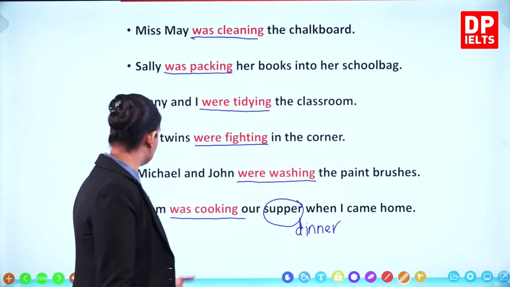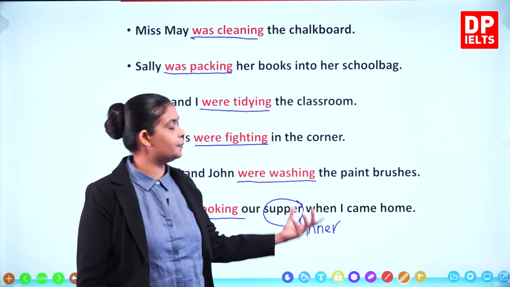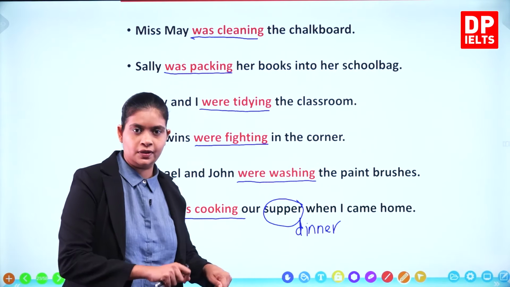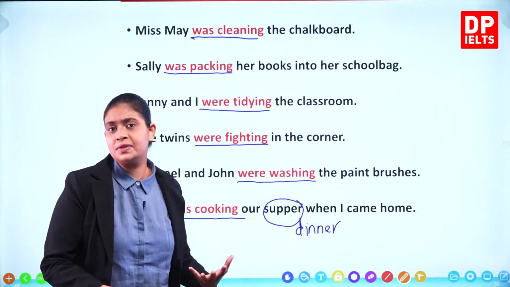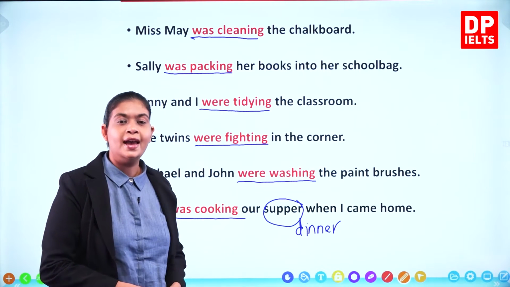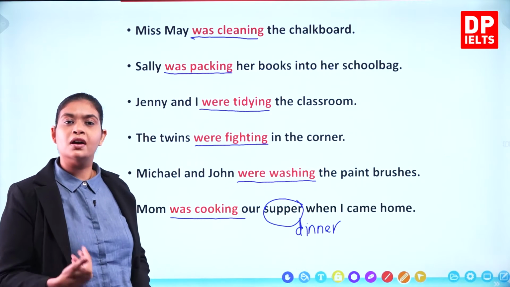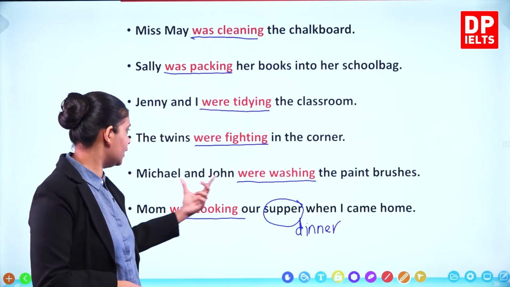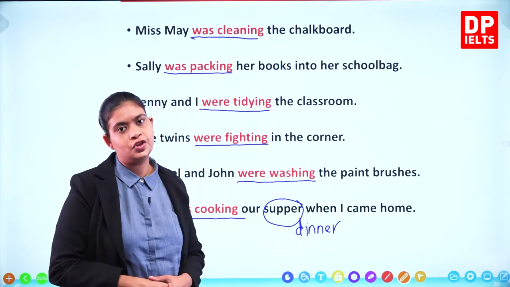Right? So, Mum was cooking our supper when I came home. Can you cook just like that? Put everything? No. Does it take some time? Yes, of course. And did it happen in the past for some time? Yes, it did. And therefore was cooking.